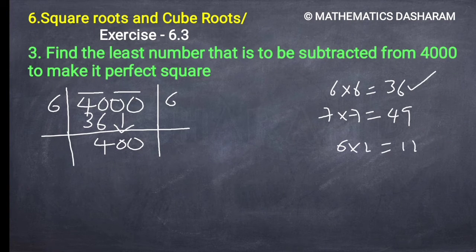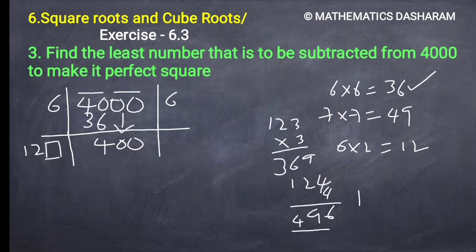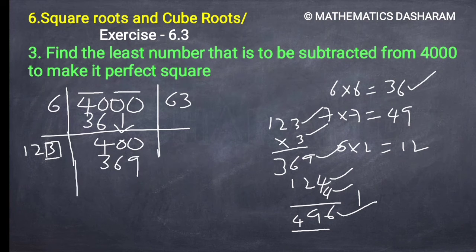6 into 2 is 12. Now beside 12, let's take one suitable digit. 123 into 3 is 369, 124 into 4 is 496, so 369 is the nearest one. So 123 into 3 is 369, so then the remainder is 31. So this remainder should be subtracted from 4000.